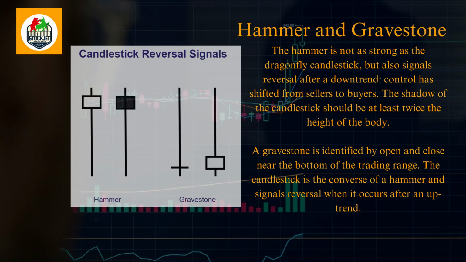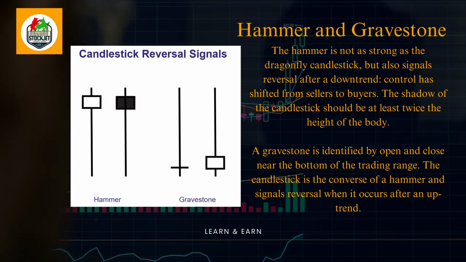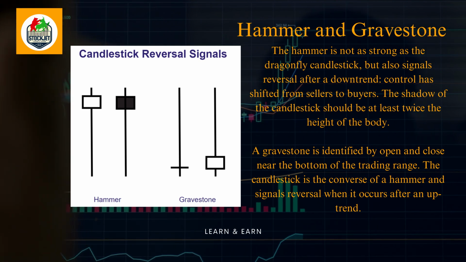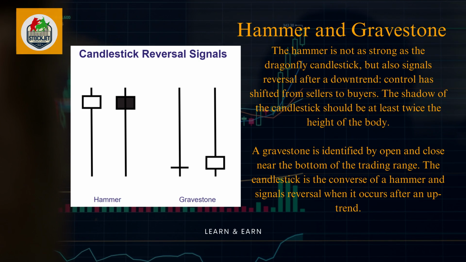The shadow of the candlestick should be at least twice the height of the body. A gravestone is identified by open and close near the bottom of the trading range. The candlestick is the converse of a hammer and signals reversal when it occurs after an uptrend.